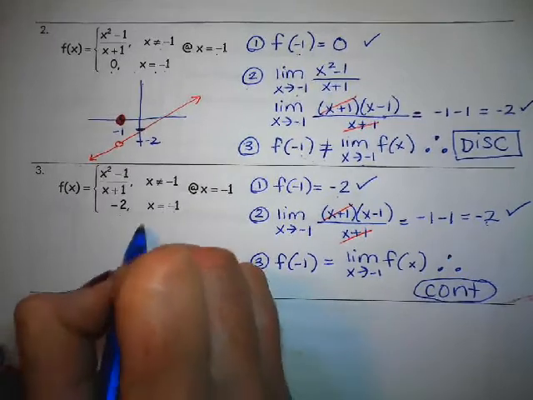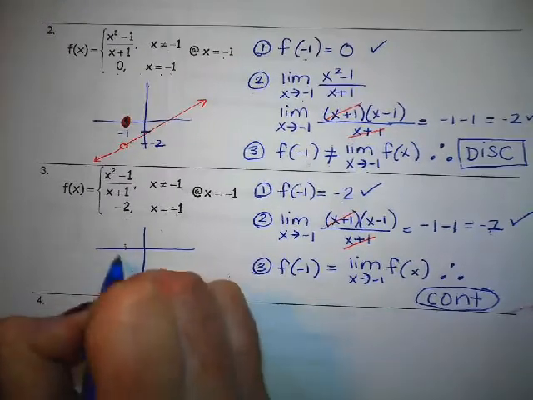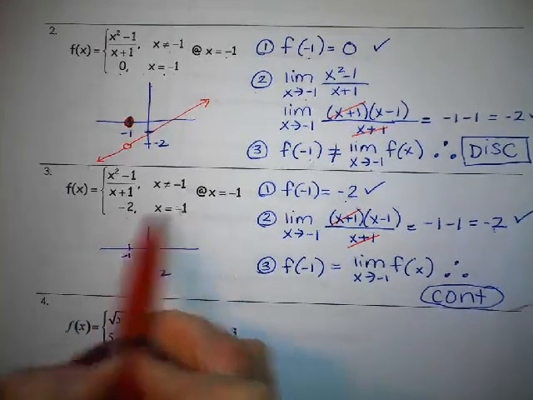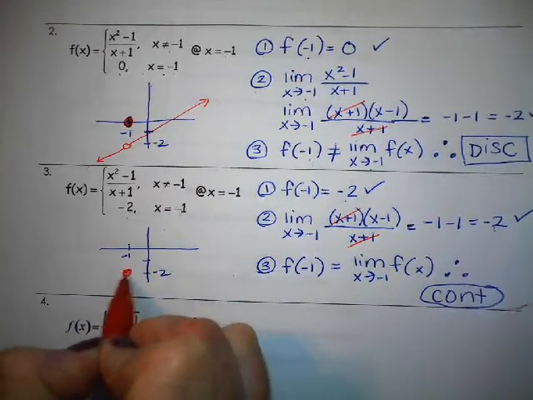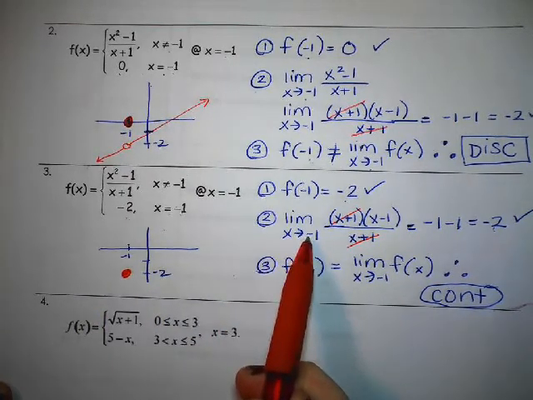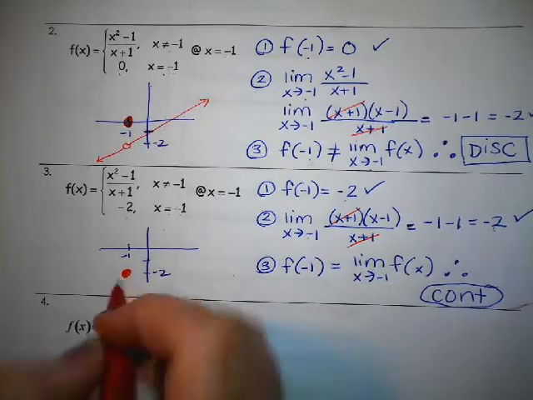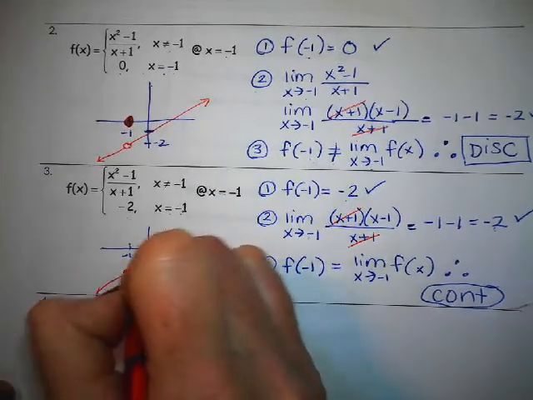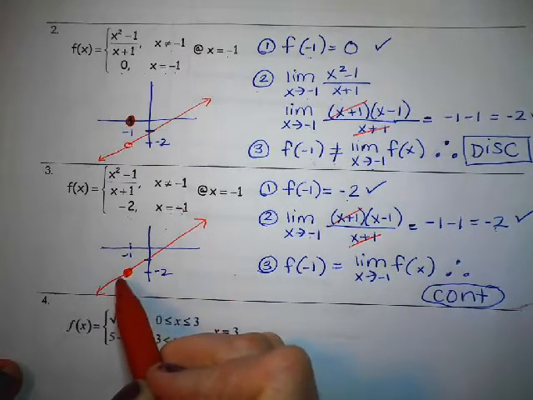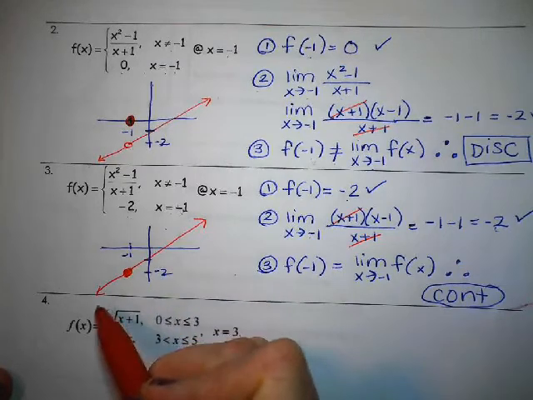Number 3 would look like this, -1. So I know that I have a point at -1, -2. And then I also found out from step 2 that the limit as x approaches -1 was also -2. And so this time, this is what it looks like. So if I gave you that graph and I said, is this function continuous? I hope you would say yes, because I can draw this without picking up my pen anywhere.